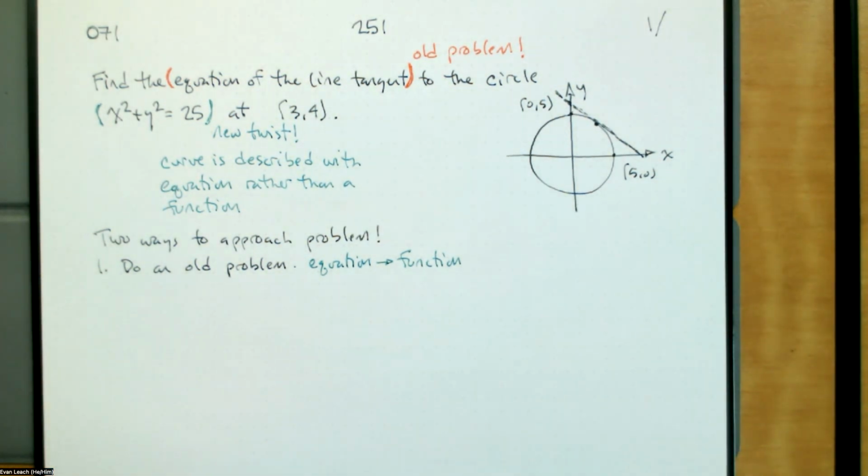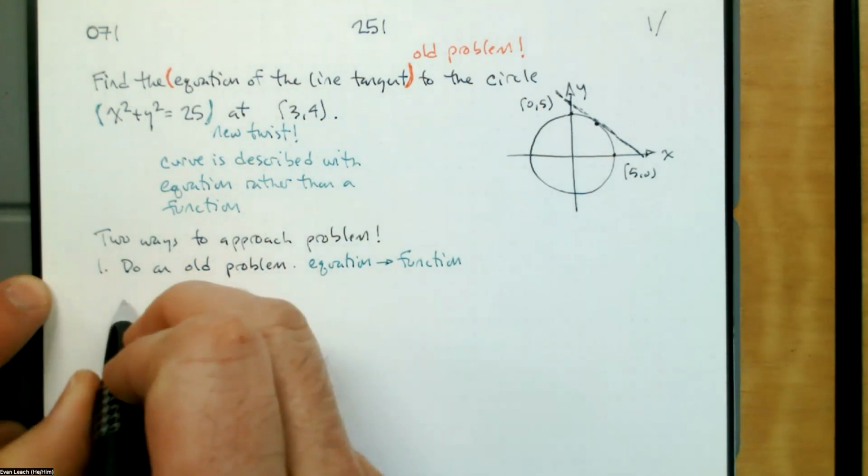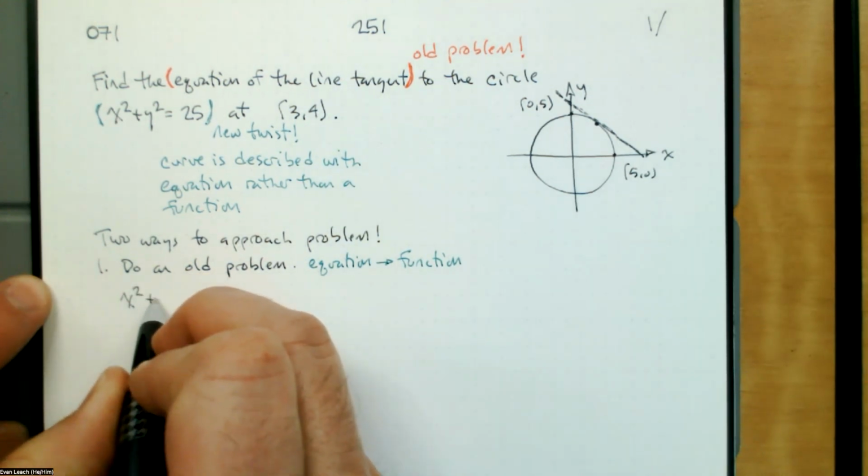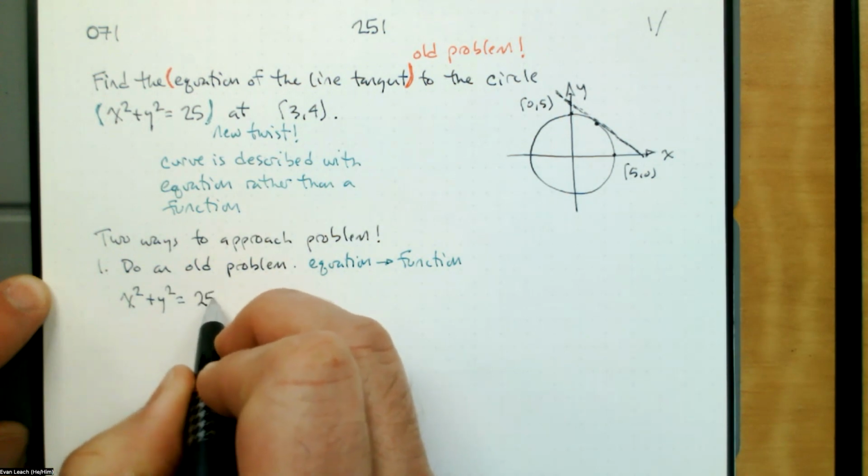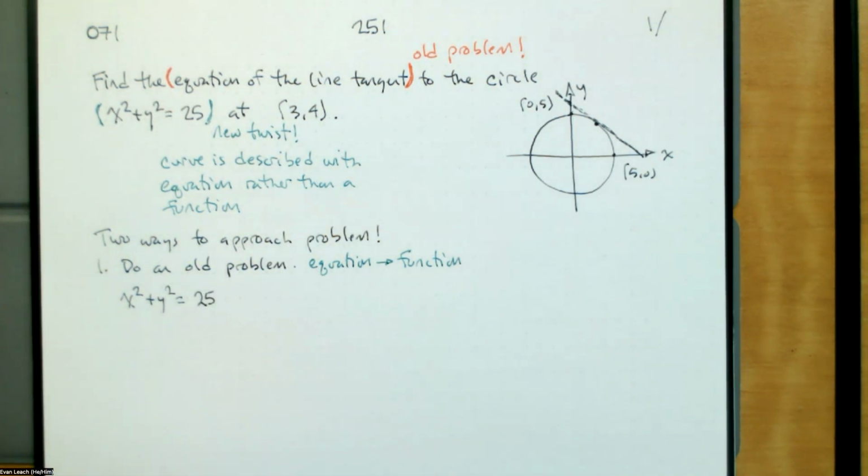Because we know how to find the equation of a line tangent to a function at a given point. When the curve is described with a function, we have a tool for that. Take the derivative, plug in the x, find the equation of a line. So we're going to start with our equation, x squared plus y squared equals 25, and we're going to write y as a function of x. We're going to solve for y.